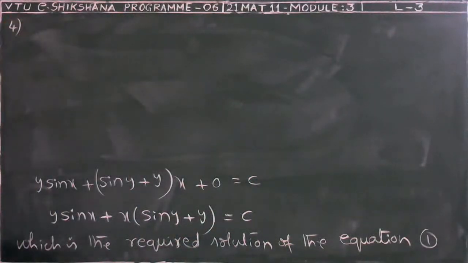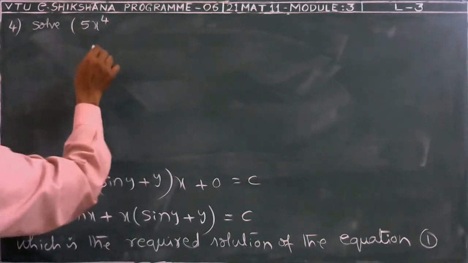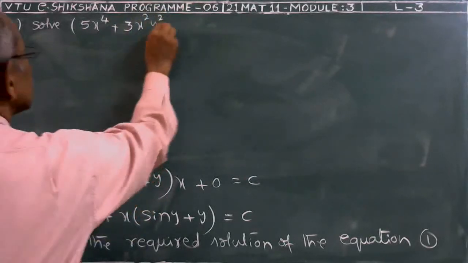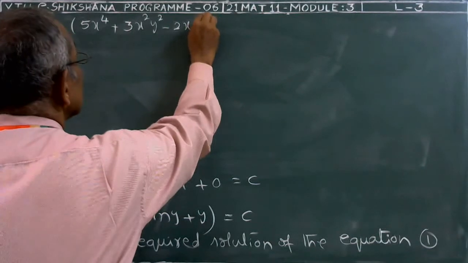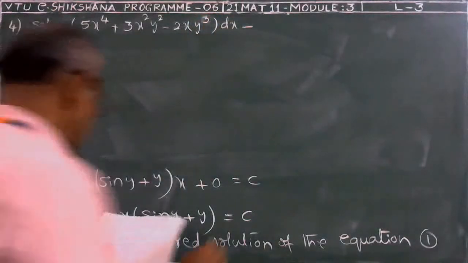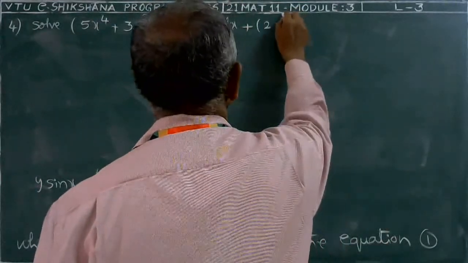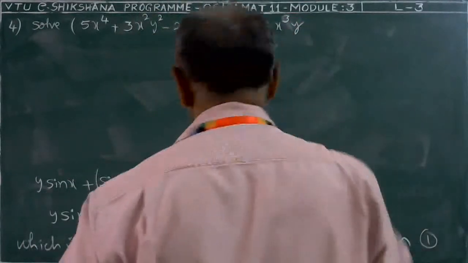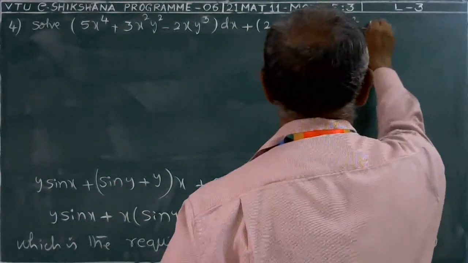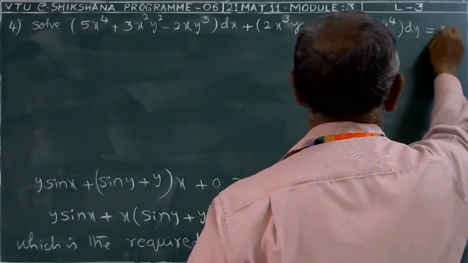Fourth problem, solve (5x⁴ + 3x²y² − 2xy³) dx + (2x³y − 3x²y² − 5y⁴) dy is equal to 0.